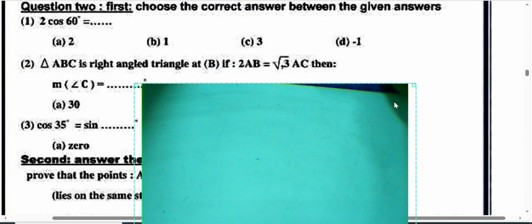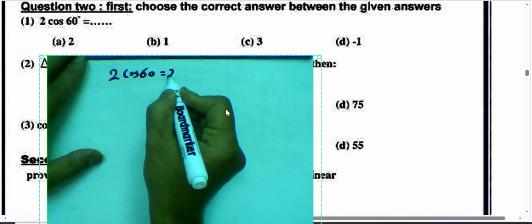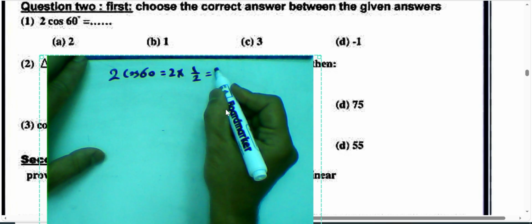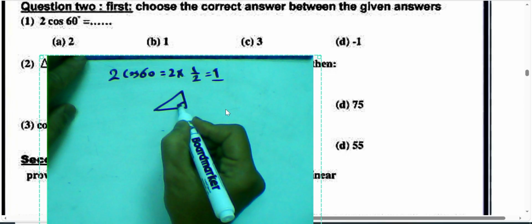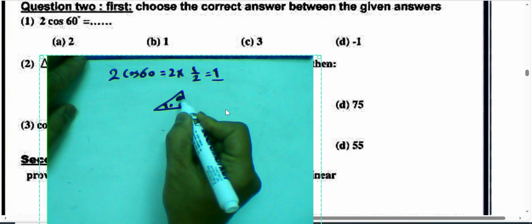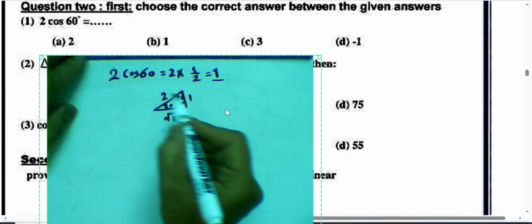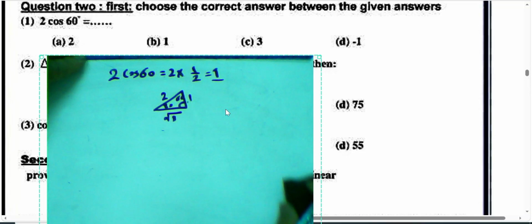Question number 1. 2 cosine 60 equals what? 2 cosine 60 equals 2 times cosine 60, which is half. Half of 2 is 1. Then the result will be 1. Do you know why 60? Because we have a right angle triangle, we have 30 and 60, opposite 1 and hypotenuse 2, and here root 3. Cosine 60 is adjacent over hypotenuse, 1 over 2. 1 over 2 times 2 equals 1. So the answer here is letter B.